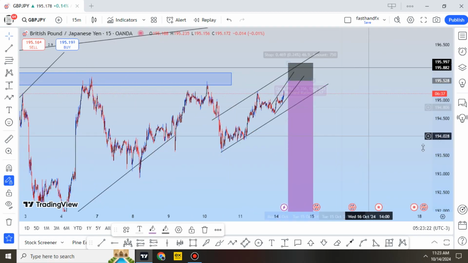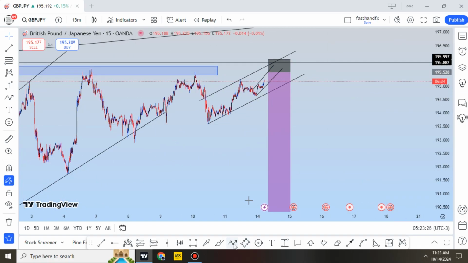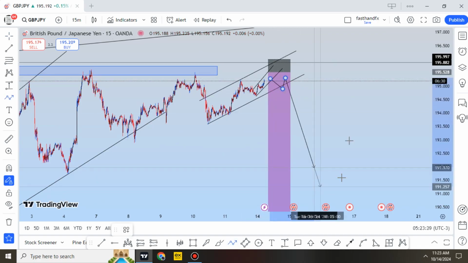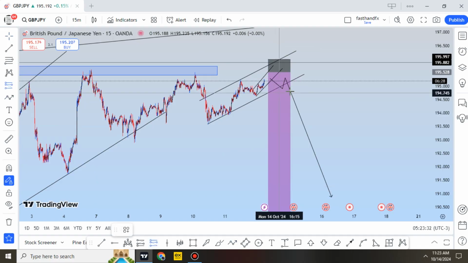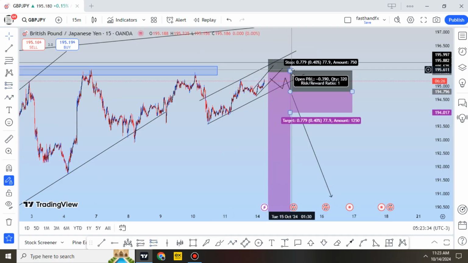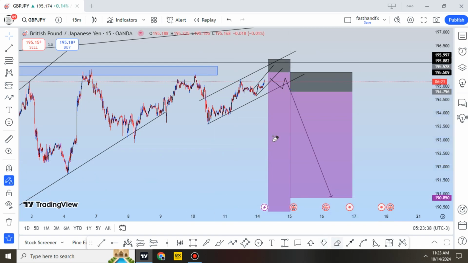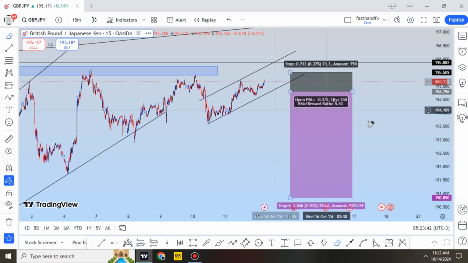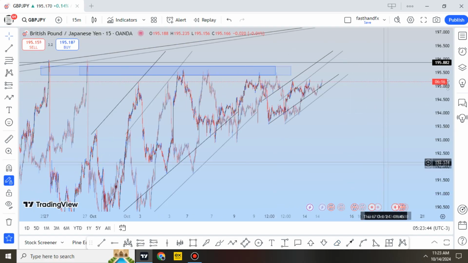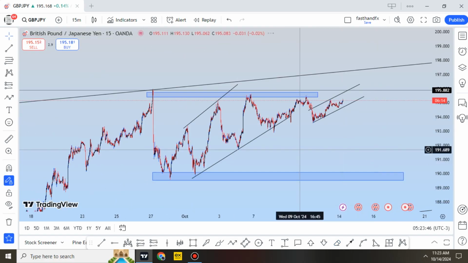Now for a good selling confirmation, probably price comes back, respects this level, then takes out that level. That will be a very good selling confirmation, right? So those are the things that you should be anticipating on this GBP JPY. And I believe anything that has JPY, maybe X JPY, looks so good for sale.